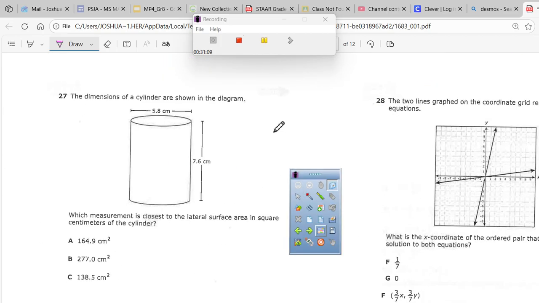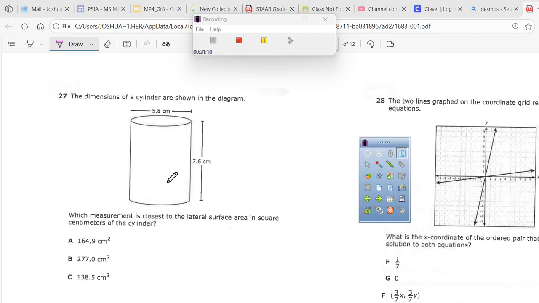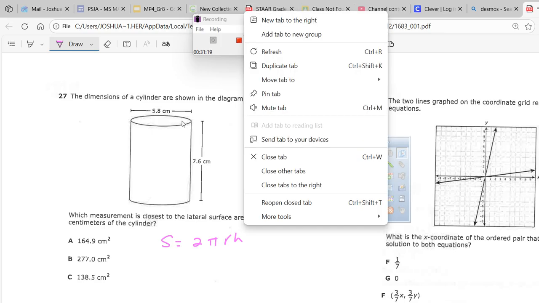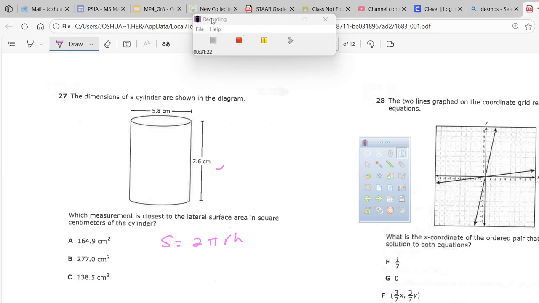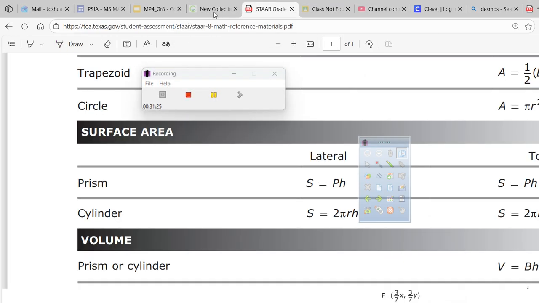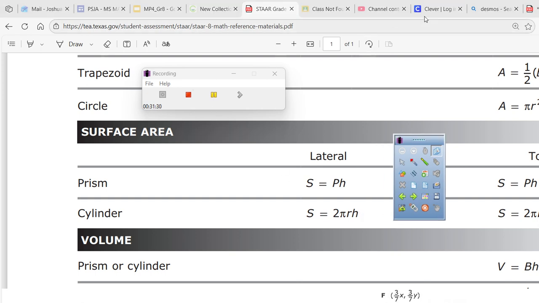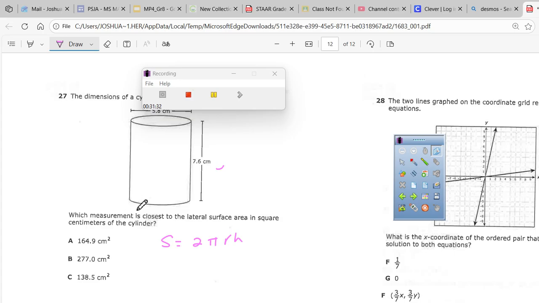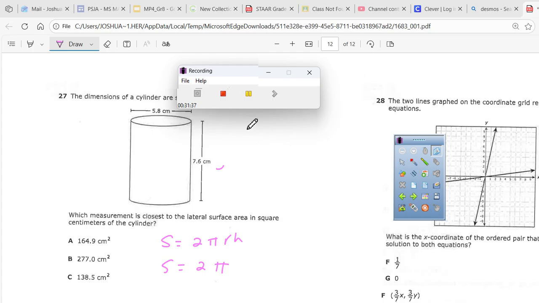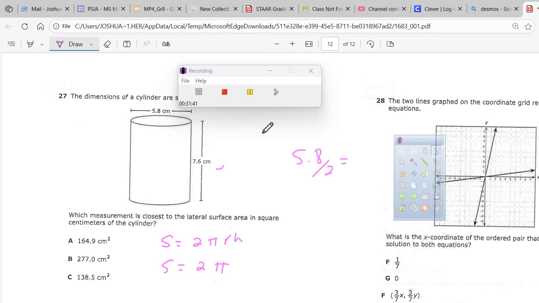The dimension of the cylinder, and so on. Lateral surface area. Okay, lateral surface area is equal to 2 pi r h. Look at this, surface area of a cylinder, 2 pi r h. So I'm just going to do my work here. Surface area is equal to 2 times pi times the radius, which in this situation is 5.8 divided by 2, which is 2.9, times your height of 7.6.